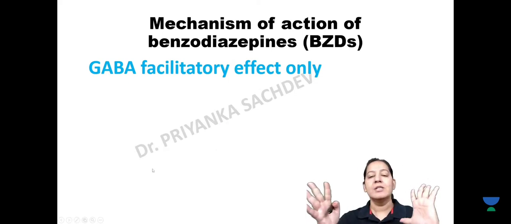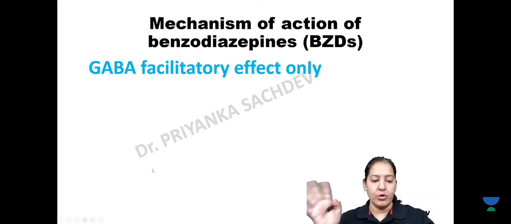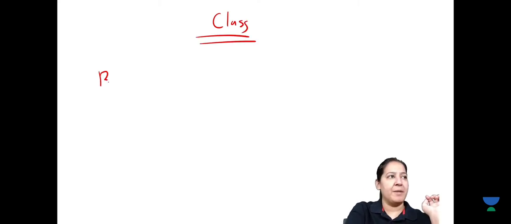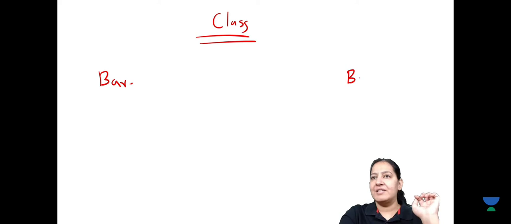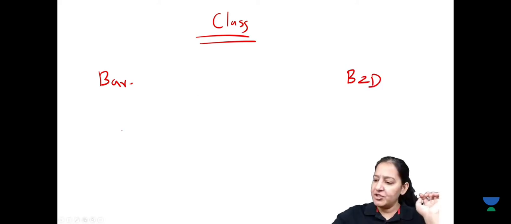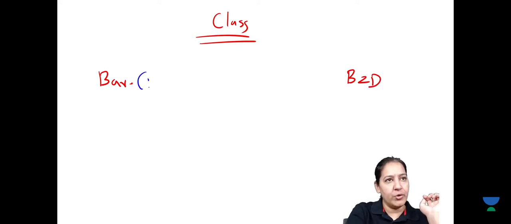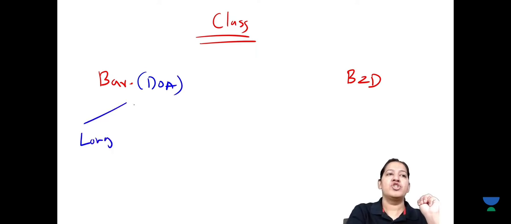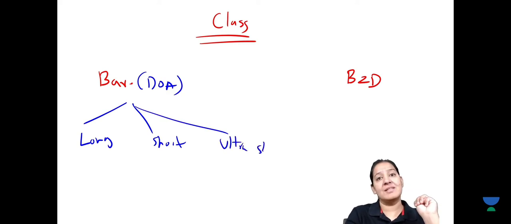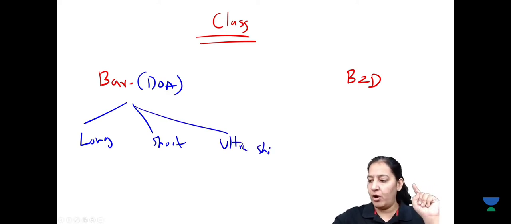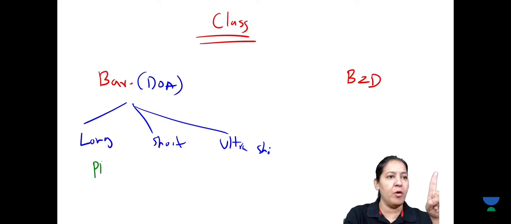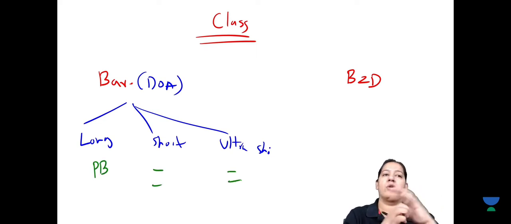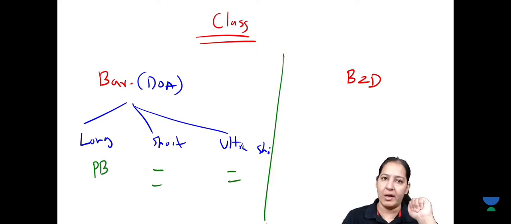Anyways, after the classification, now you know the classification of both. You know the classification of barbiturates and you know the classification of benzodiazepine. Barbiturates are classified based on their duration of action into three categories: long acting, short acting and ultra short acting. I'm not saying the drugs inside them. You already know the drugs. Here only one drug, phenobarbital, is there. Here two drugs, here two drugs. Total 5 barbiturates are there in the world, right?